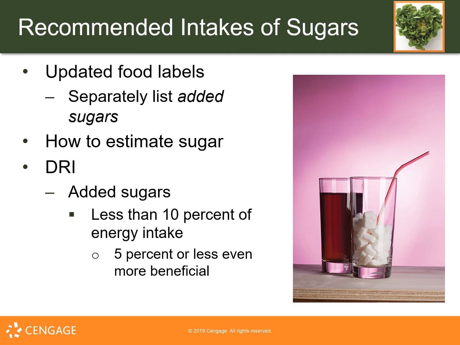Recommended intakes of sugars. So we've updated food labels that separately list added sugars. This helps consumers make healthier choices. Food labels include added sugars now because previously it was just total sugars, which included both added and naturally occurring. How to estimate sugar? So 1 teaspoon of sugar provides about 4 grams of carbohydrate and about 16 calories per teaspoon. So if you want to look at a food label, you would look at the total grams of sugar in that product and divide that number by 4. And that's the number of teaspoons of sugar.